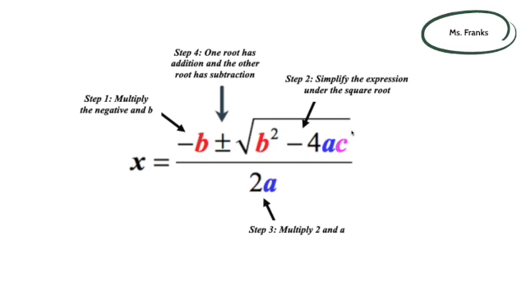Step 2. We're going to simplify this expression underneath the square root. This means we're going to take our number for b and square it, and then subtract what we get when we multiply 4 times a times c. So this expression is going to turn into one number. Step 3, we're going to multiply 2 times a in the denominator. And then step 4, we're going to write one of the roots with the plus sign, and we're going to write the other root with a subtraction sign.